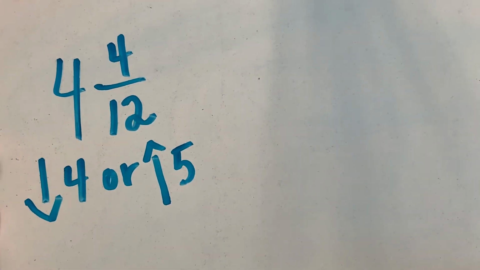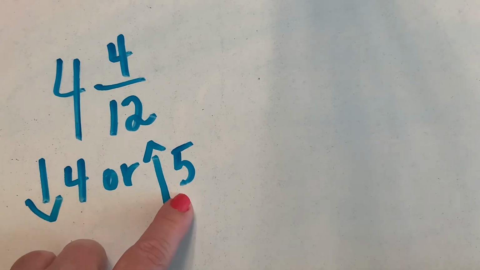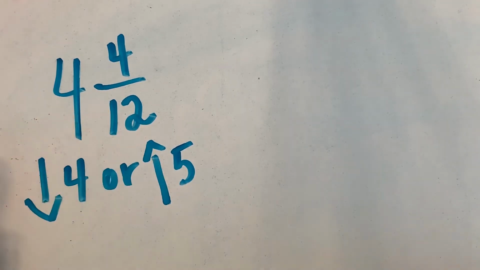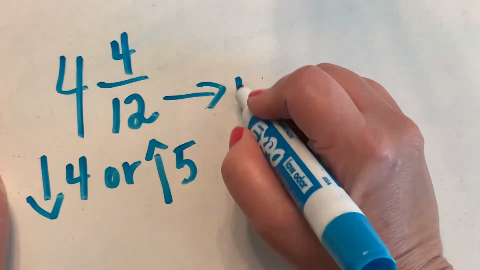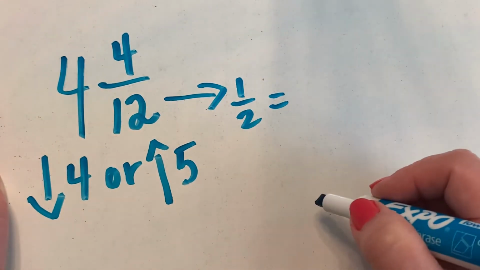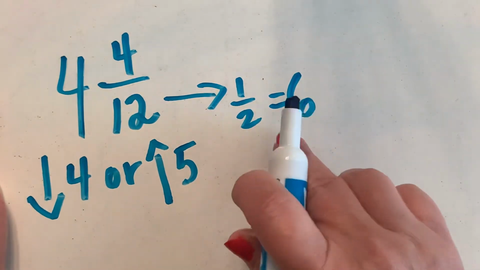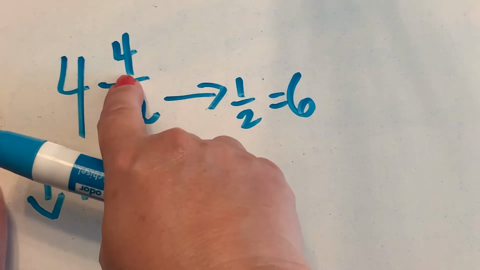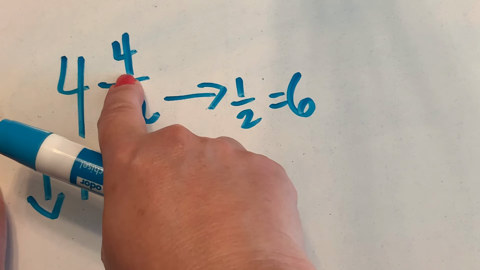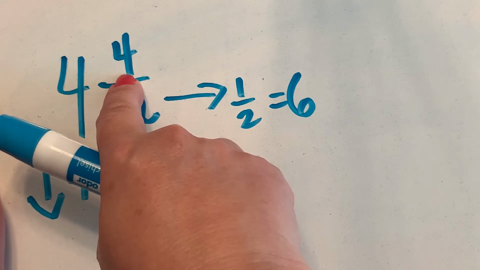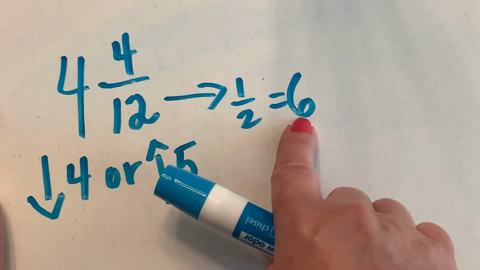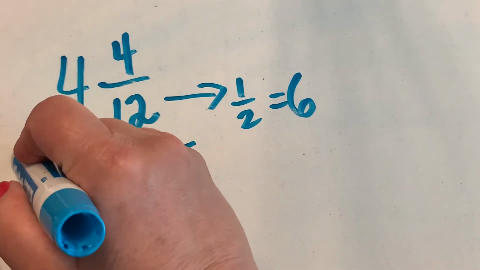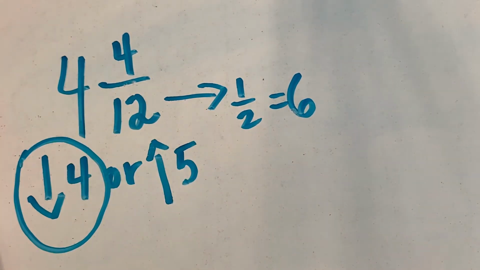What's it closer to? The whole number 4 or the whole number 5? So first of all, you look at your denominator and you find half of your denominator. What's half of 12? Yes, 6. Ask yourself, is 4 less than 6 or greater than 6? It's less than 6. So since it's less than 6, we're going to round 4 and 4 twelfths down to 4. Okay, let's do another one.